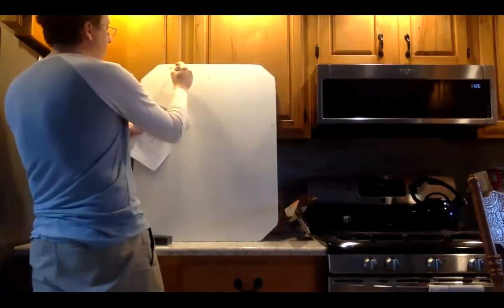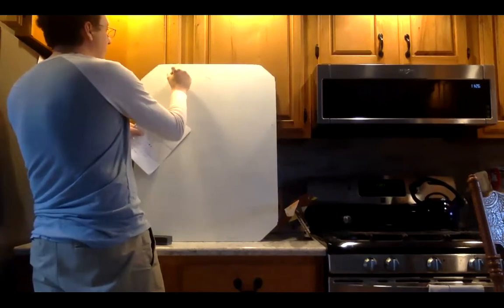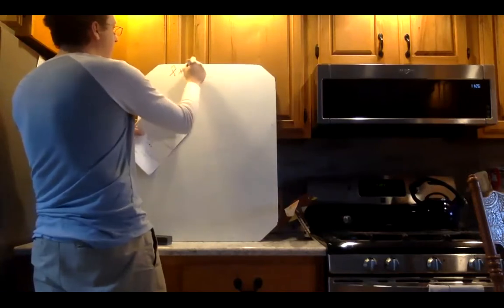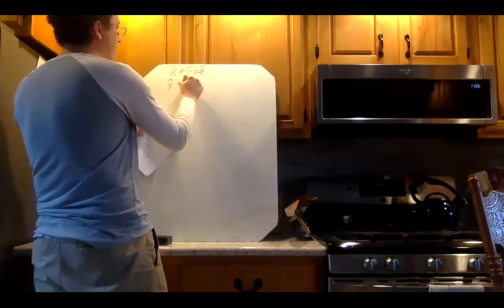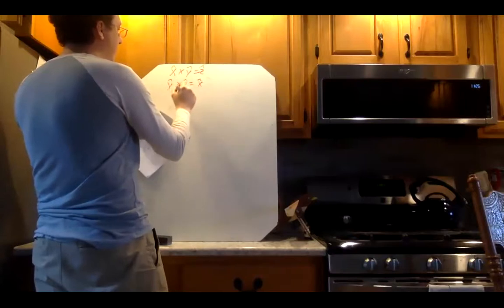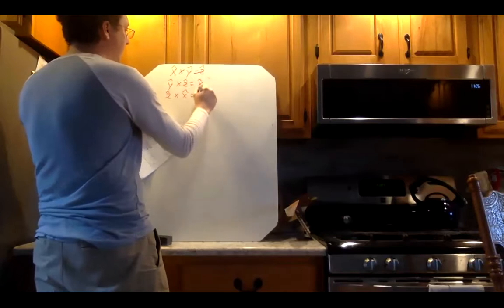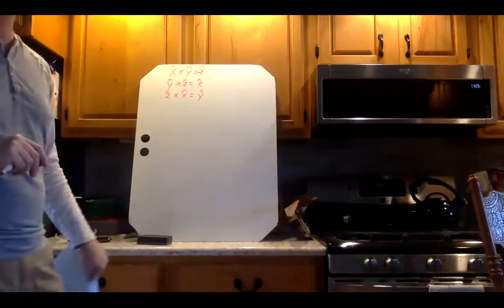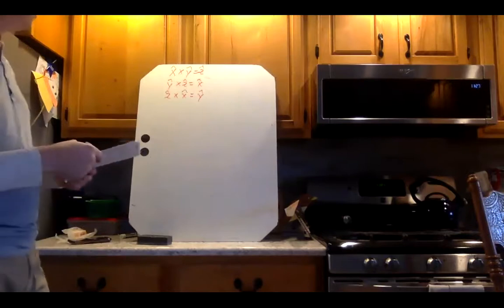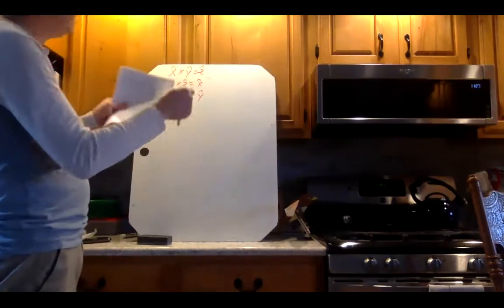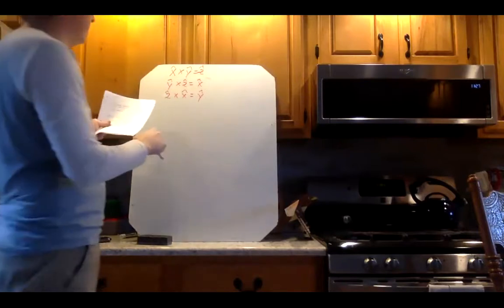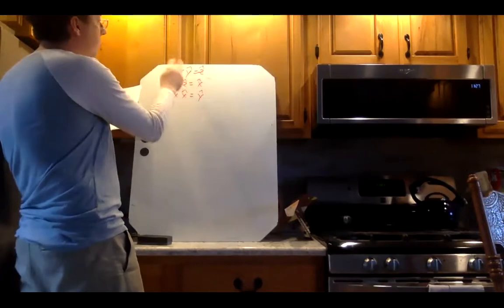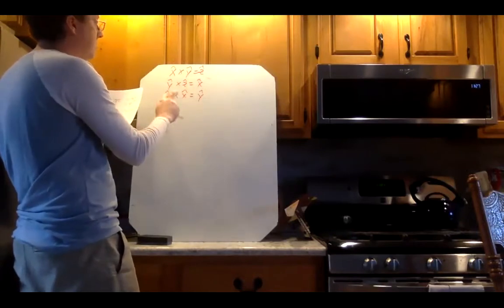So before I do that, I want to remind you guys that x hat cross y hat is z hat, and y hat cross z hat is x hat, and z hat cross x hat is y hat. And if you change two of them, you get a minus sign. If you swap an even number of them, you get a plus sign. If you do an odd number, you get a minus sign.